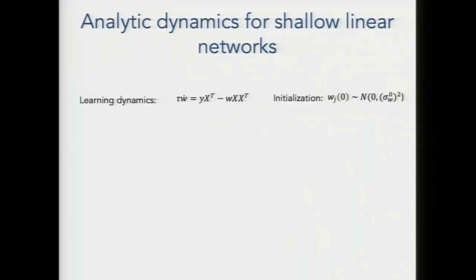Well, in the shallow case, it's actually fairly straightforward. When you do gradient descent, this is the dynamics on the weights for a shallow network. This is just standard gradient descent. You could rearrange this to make it look like backpropagation if you wanted to. And we'd like to solve these dynamics to understand how the network evolves over time. And again, this is just linear regression, so we know where things end up. You end up at the least squares solution.